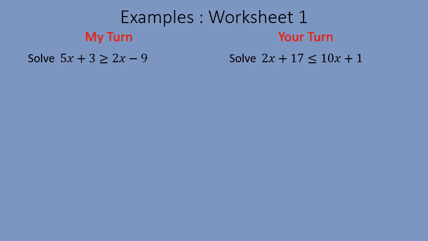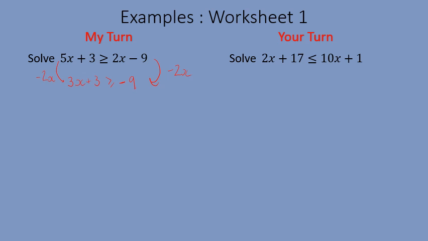First of all, we need to move all the x's onto the same side of the inequality. So I've got 5x on the left-hand side, and I've got 2x on the right-hand side. 2x is smaller than 5x, so it's the 2x that I'm going to move. I'm going to subtract 2x from both sides. I then end up with 5x take away 2x, which is 3x. I've still got that plus 3 greater than or equal to. I've lost this 2x, but I've still got a negative 9 on the right-hand side.